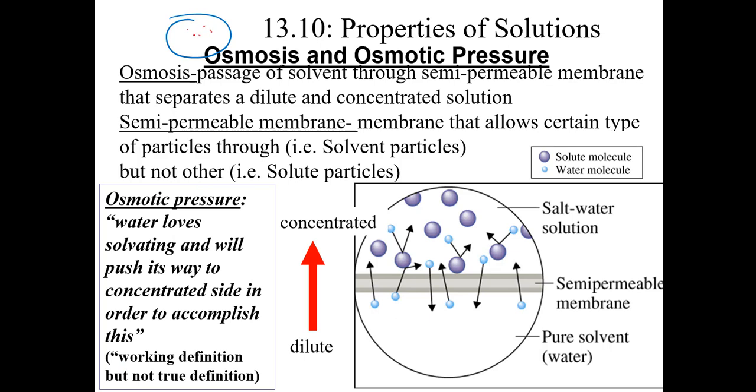So in this case, inside the cell, the red represents different solute particles. I would consider that a concentrated side. Whereas on the outside, there's not as many solute particles compared to the inside of the cell, so it's a dilute side. So it's the passage of the solvent through a semi-permeable membrane that separates a dilute and concentrated side. Now, vice versa, I could have a situation like this where there's not that many solute particles on the inside, but there's a lot on the outside. In which case, you could probably already guess that the water is going to be going the opposite direction.